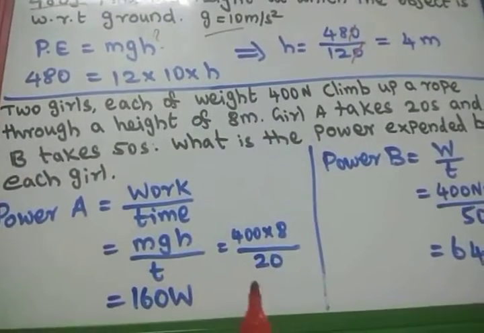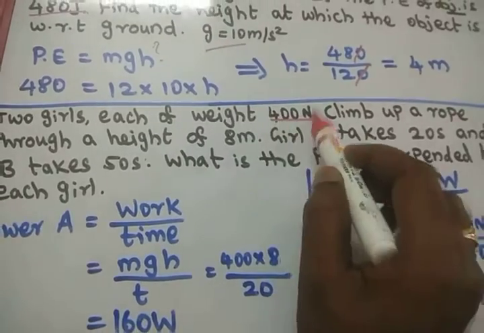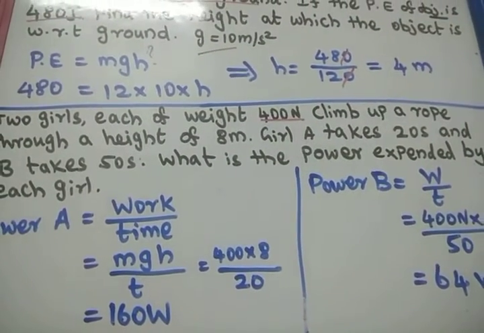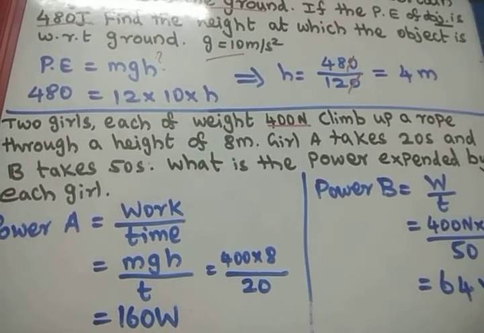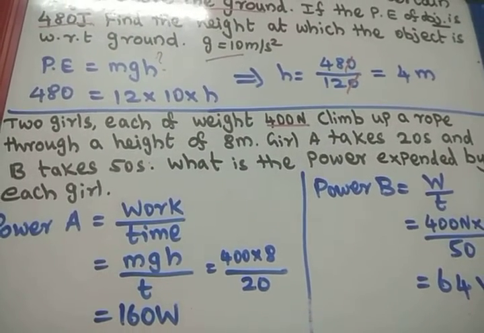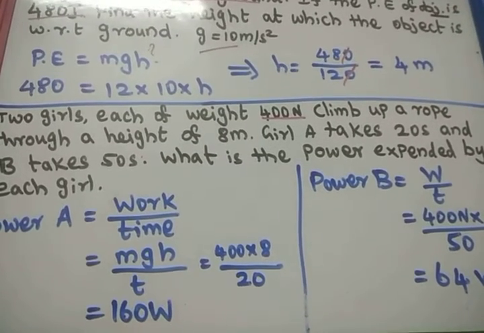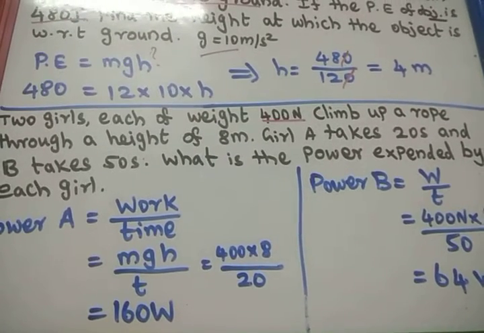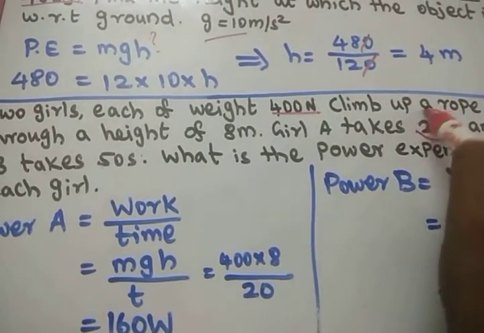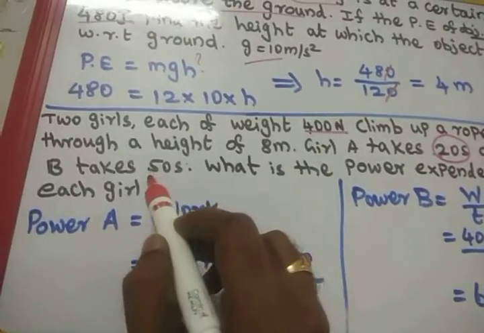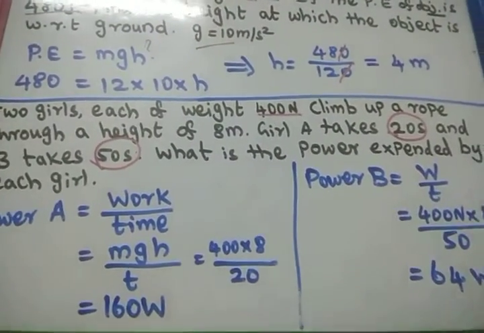So the next problem. Two girls each of weight 400 Newton climb up a rope through a height of 8 meter. So both are climbing a rope of height 8 meter, and the weight is 400 Newton. But girl A takes 20 seconds only. Girl B takes 50 seconds. So find the power of each girl.